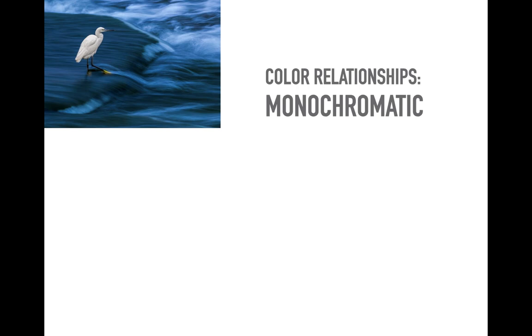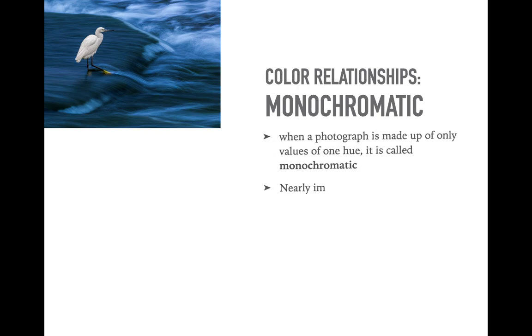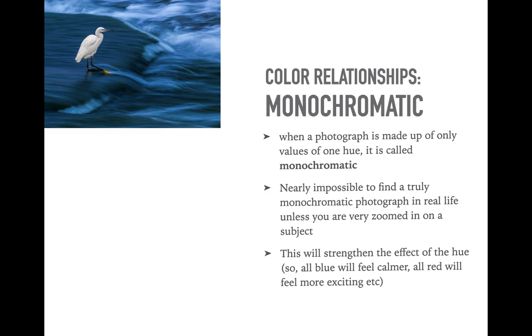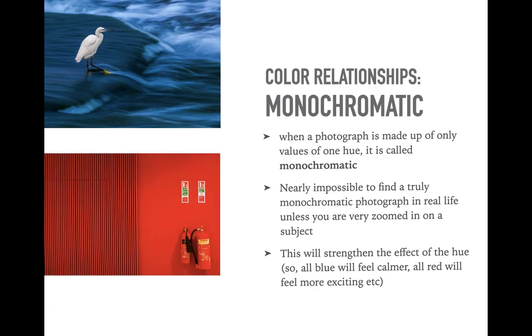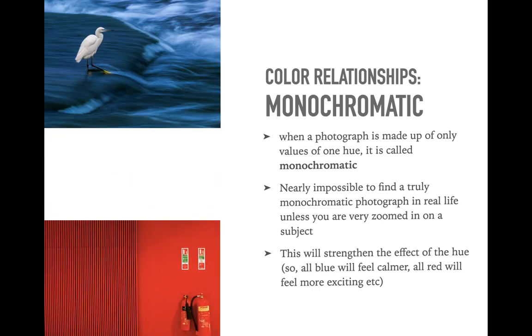So mono means one and chroma means color. Monochromatic is all different values of one hue. And it's very difficult to find a completely monochromatic photograph in real life, unless it's black and white, in which case it would automatically be monochromatic. So that top picture, yes, it's mostly monochromatic. It's white and black and then different values of blue, but there is a little pop of yellow in there. And here it's white, black, and different values of red in between.